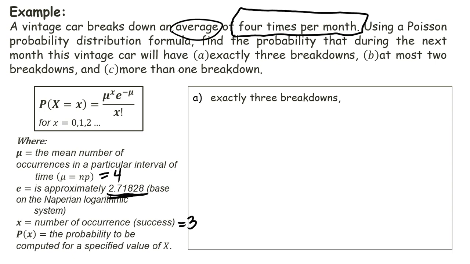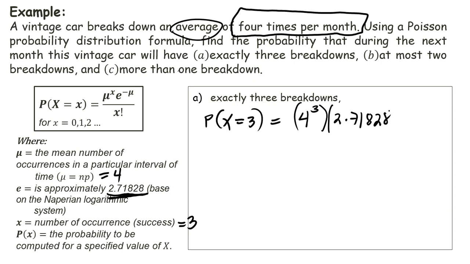And then, we are solving the P of X. So, substitute na natin kasi may given na tayo. So, that is the probability where your X is equal to 3. Kasi exactly 3 breakdowns daw po. Is equal to, ang mean natin ay 4 raised to X natin ay 3. Tapos, ang E natin given na po, 2.71828 raised to negative mean, so that is negative 4, divide by X natin, which is 3 factorial.